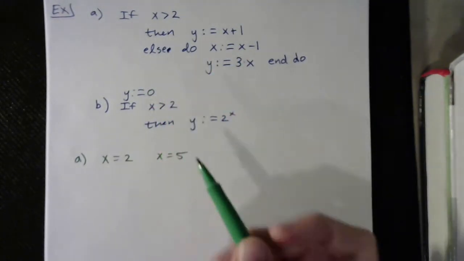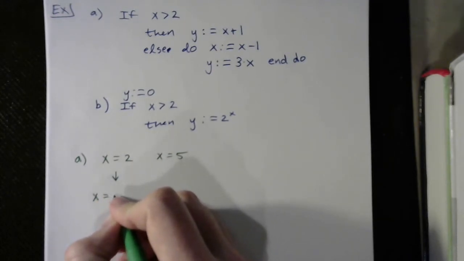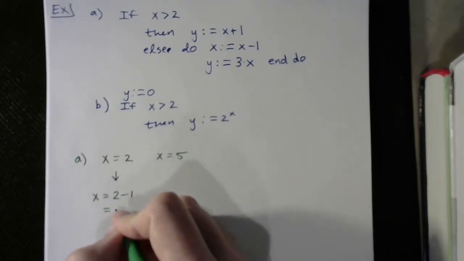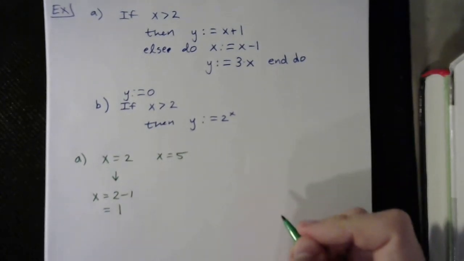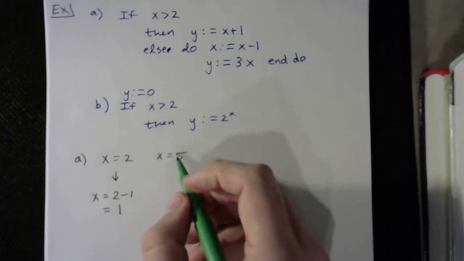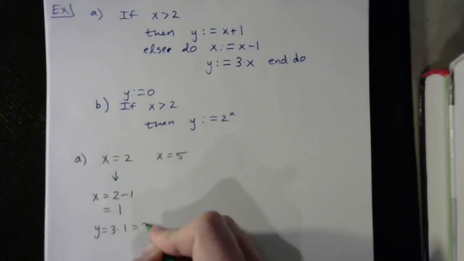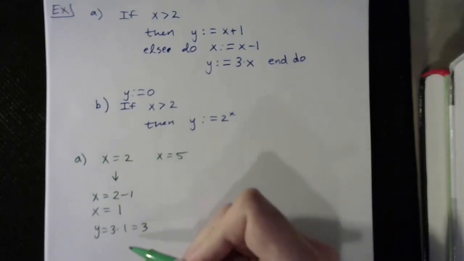So we're going to set x equals x minus 1, or 2 minus 1, which equals 1. And then we're done. Our statement ends. For x, we need to set y equal to 3 times 1, which equals 3. So now we're done.